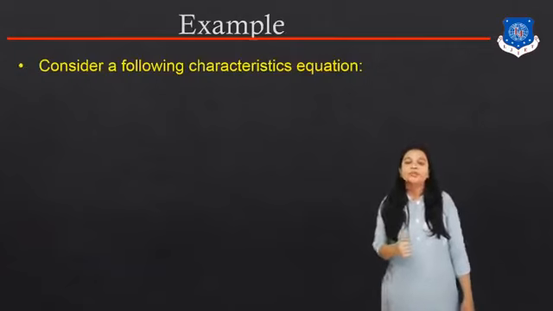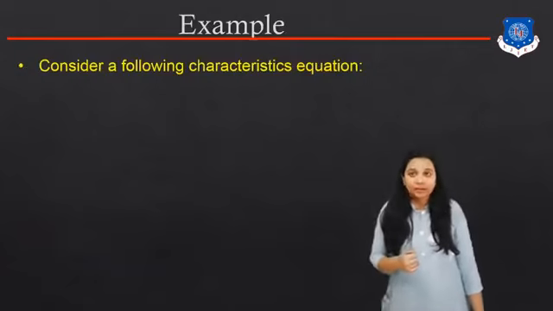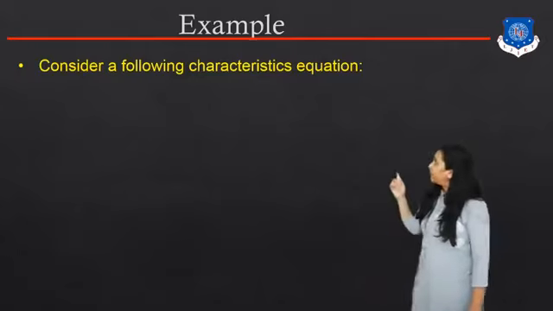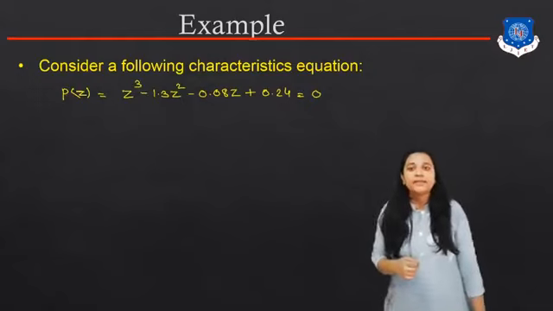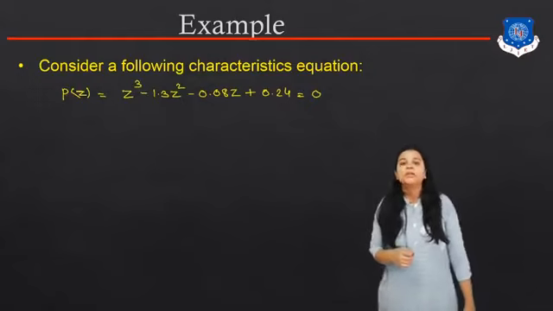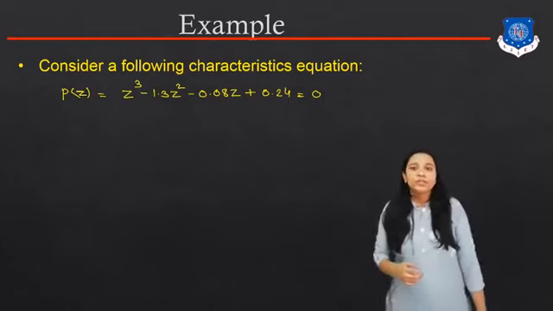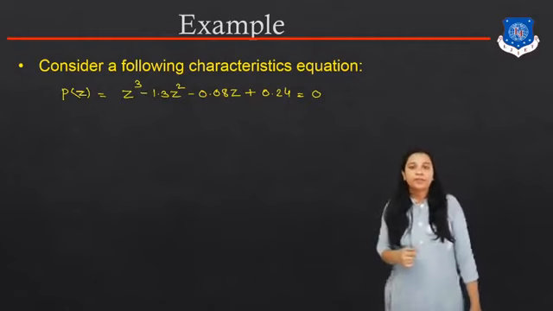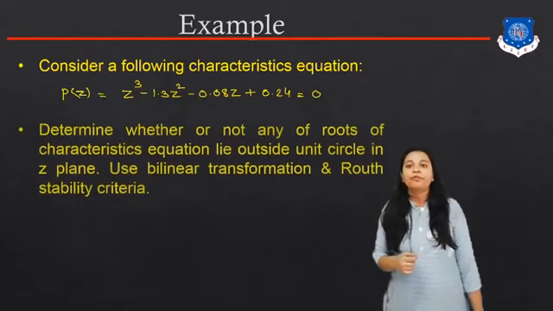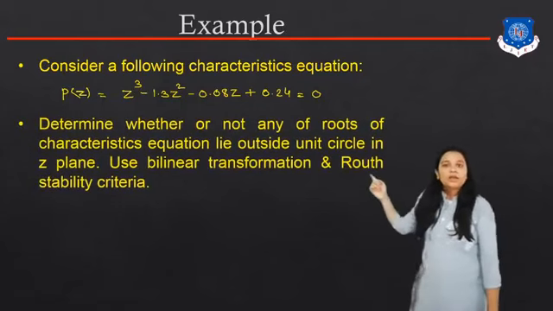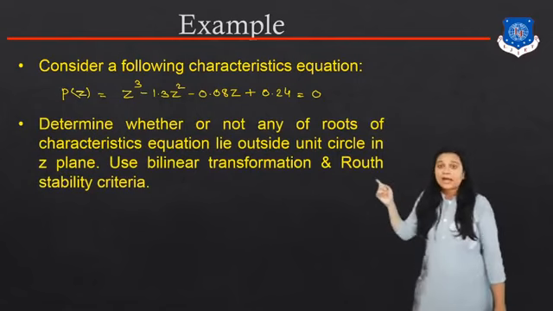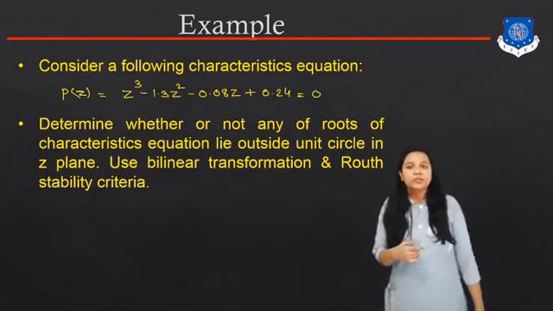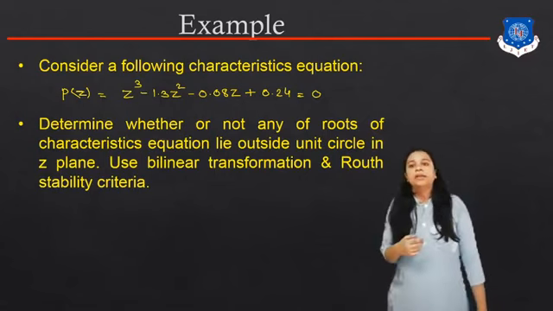Now, an example using the bilinear transformation method. Consider the following characteristic equation: P(z) equal to z cube plus 1.3 z square minus 0.08 z plus 0.94 equal to 0. We have to determine whether or not any of the roots of the characteristic equation lie outside the unit circle in the z plane. We have to use the bilinear transformation method and the Routh stability criterion.